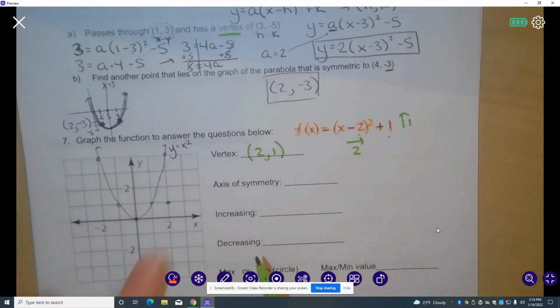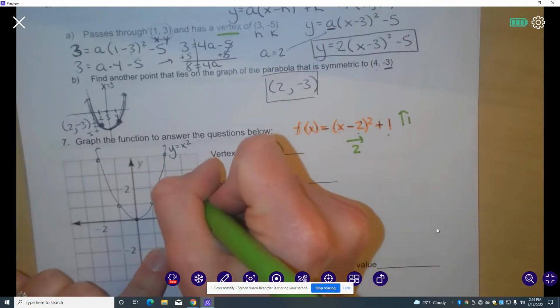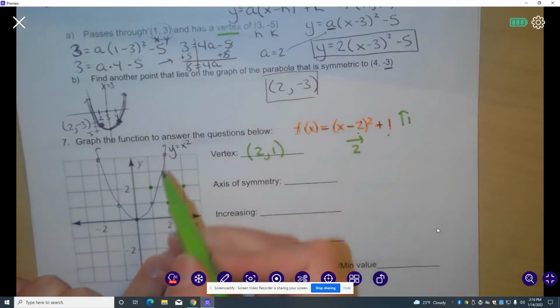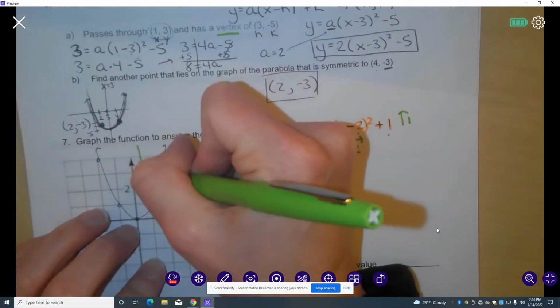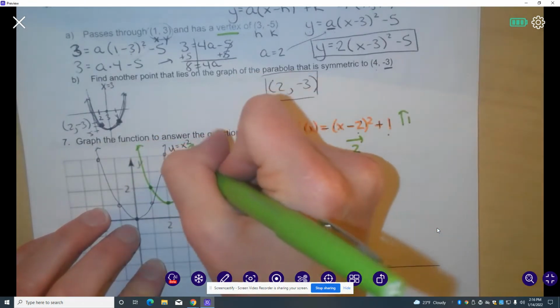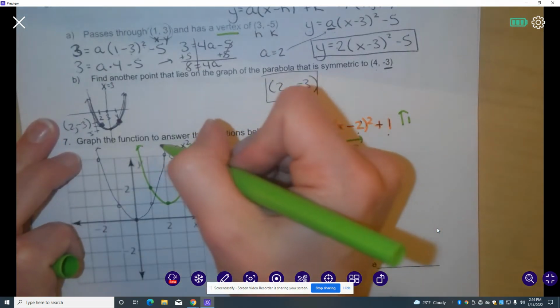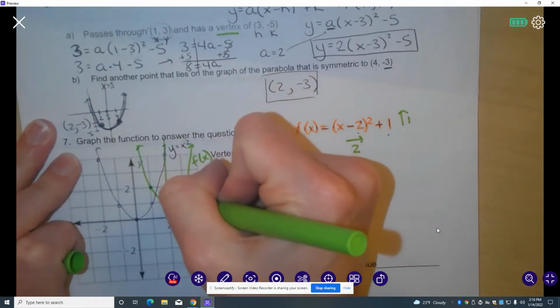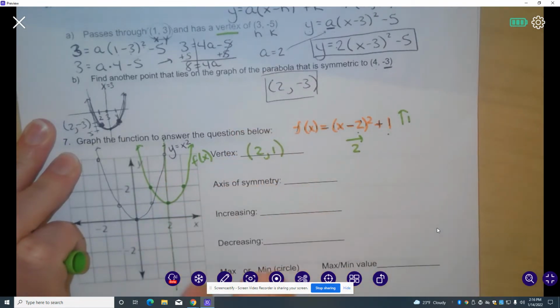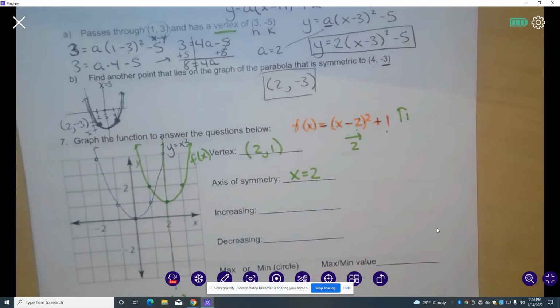So this is my new vertex. And so on, just like this. Okay, so this is my function f right there. All right, the axis of symmetry, remember, is that vertical line that goes through the vertex. This is at x equals 2. You need to put the x equals when you're writing an axis of symmetry.